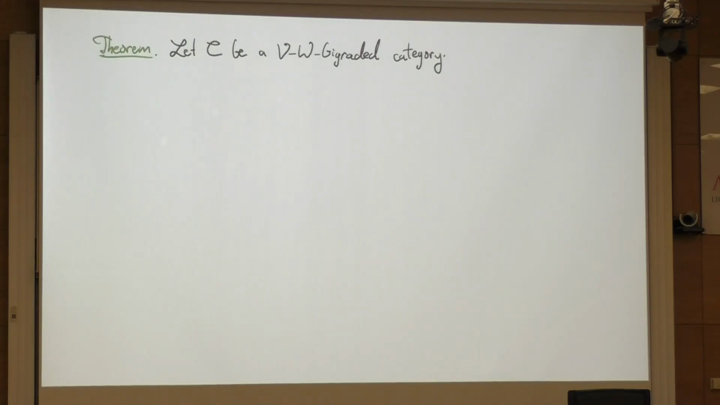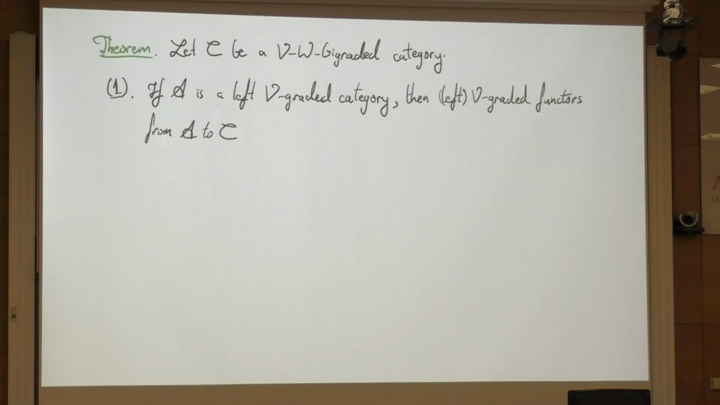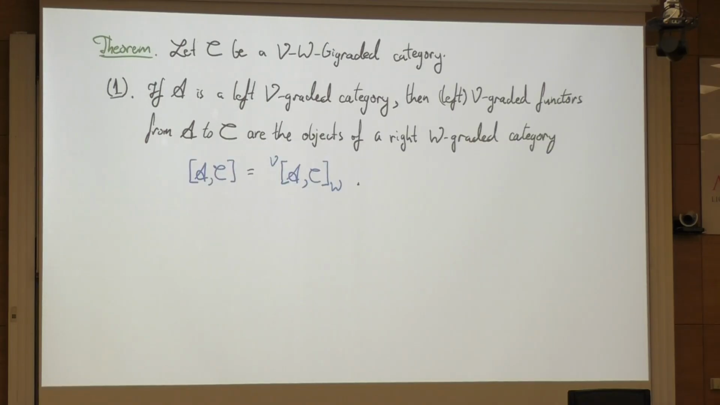All right, so a first theorem. We're going to fix a V-W bigraded category C. And then, if A is a left V-graded category, then we can look at V-graded functors from A to C, because C has an underlying left V-graded category, so we can view C as a left V-graded category as well. Then left V-graded functors from A to C are the objects of a right W-graded category, which we'll denote in this way.